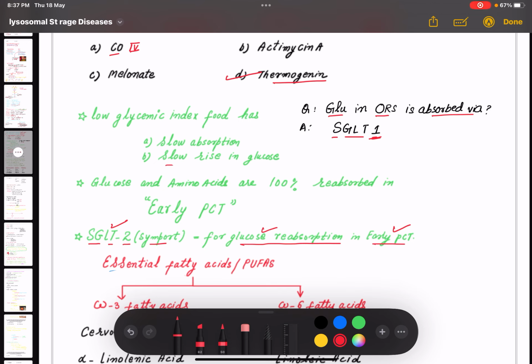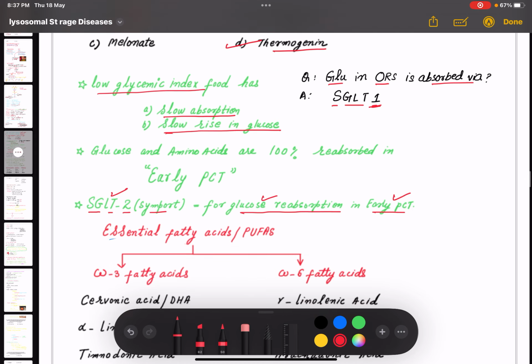We have foods which have low glycemic index. Which foods can you say have a low glycemic index? Those foods have low glycemic index which have slow absorption and slow rise in the glucose level. This was also an FMG question. Another point to be noted here: glucose and amino acids are 100% reabsorbed in the early proximal convoluted tubule. This is another MCQ from the FMG point of view.